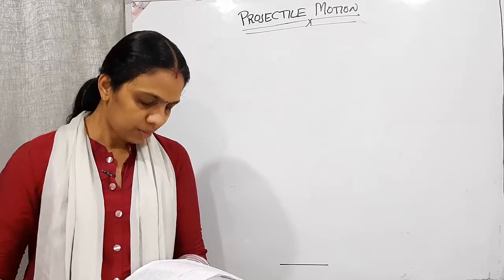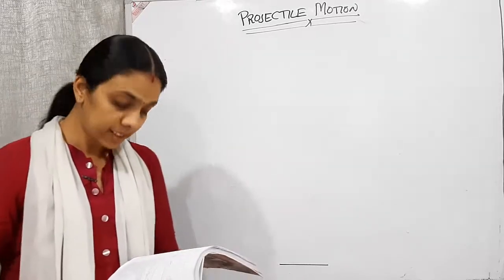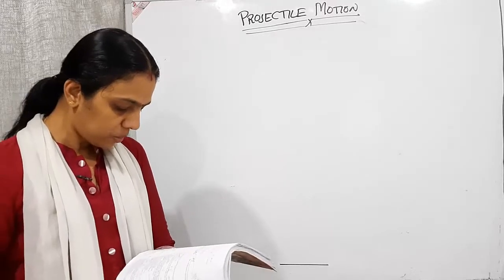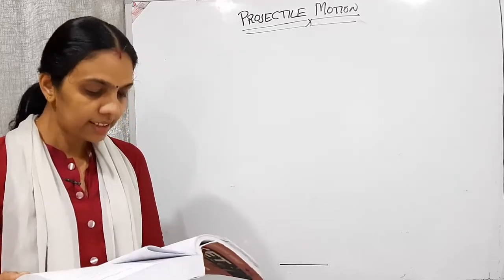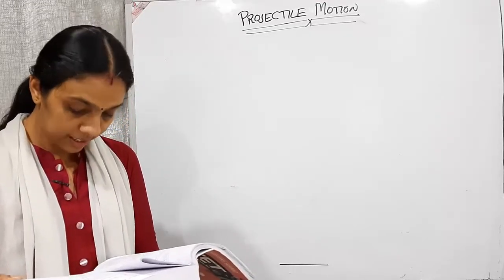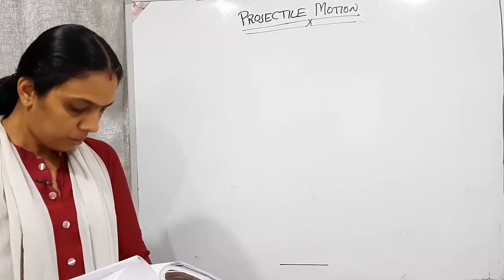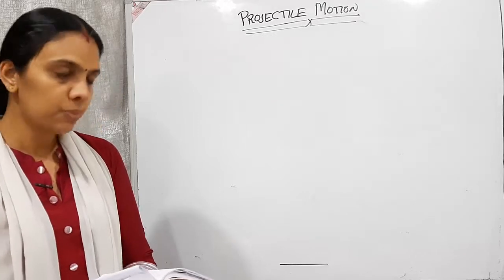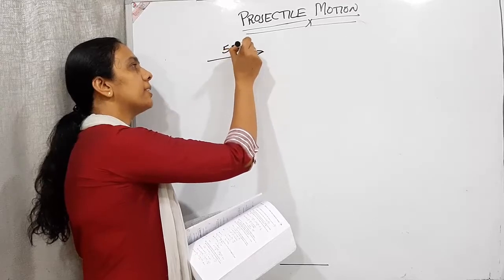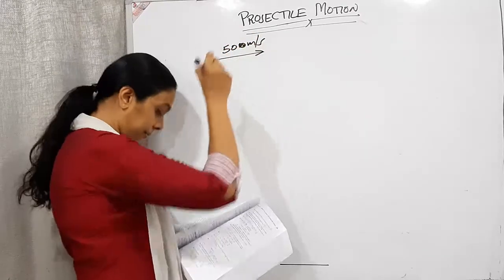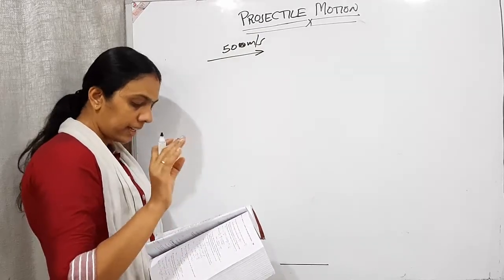First question is, a bomber plane moves horizontally with a speed of 500 meter per second and a bomb released from it strikes the ground in 10 seconds. The angle at which it strikes the ground will be? So here the question is, a bomber plane moves horizontally with a speed of 500 meter per second. So the plane is moving with a speed of 500 meter per second horizontally, and then a bomb is released from it and strikes the ground in 10 seconds.